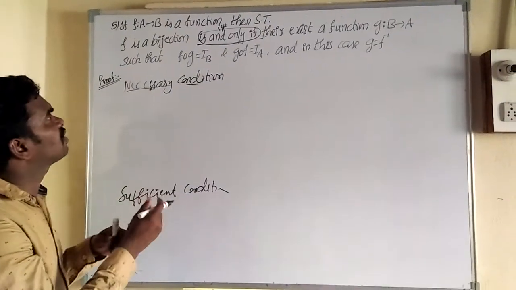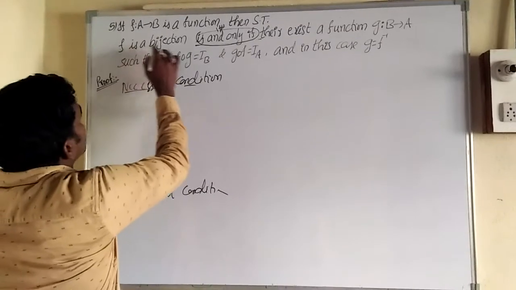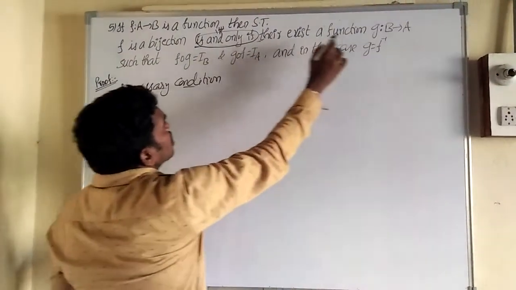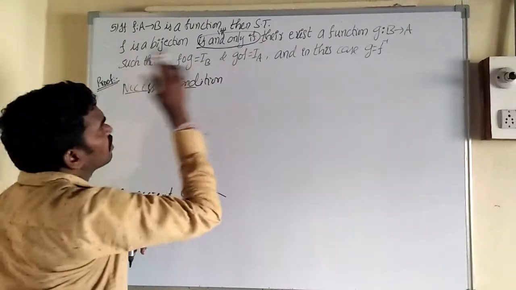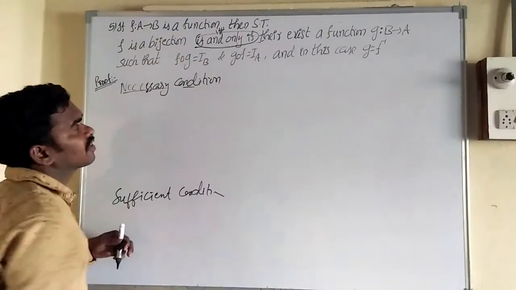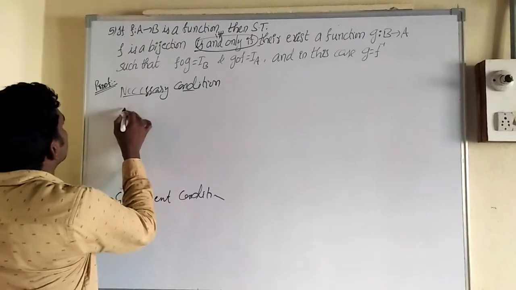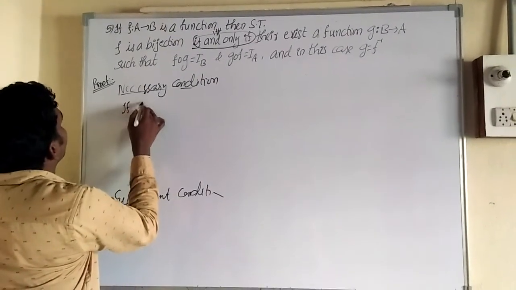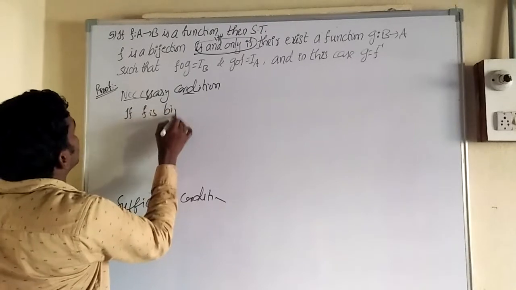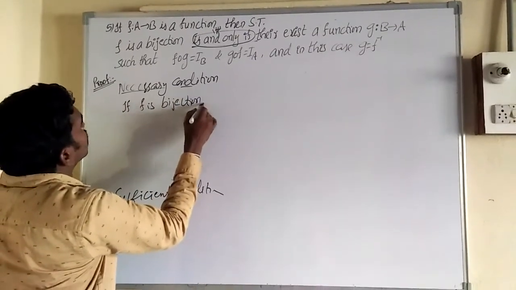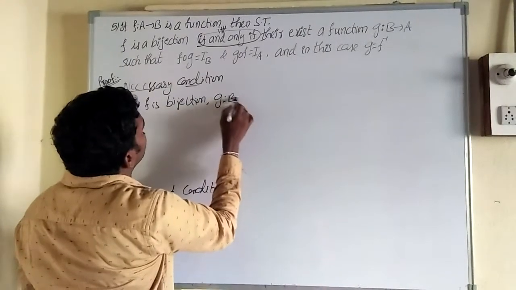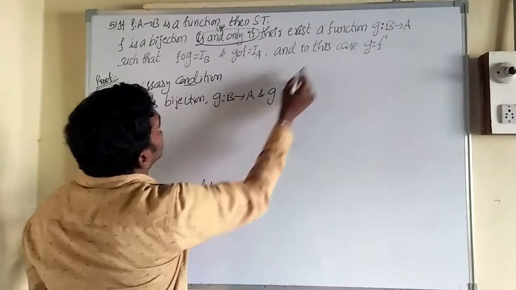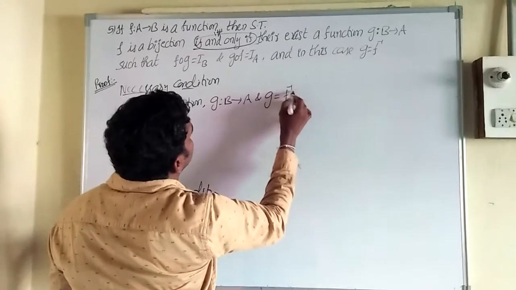Okay, I am simplifying the question. What is that? f is a bijection. Then there exists a function g maps from B to A such that f circle g equal to IB and g circle f equal to IA. In case g equal to f inverse. I am dividing it. If f is a bijection, there exists g maps from B to A, and in this case g equal to f inverse.